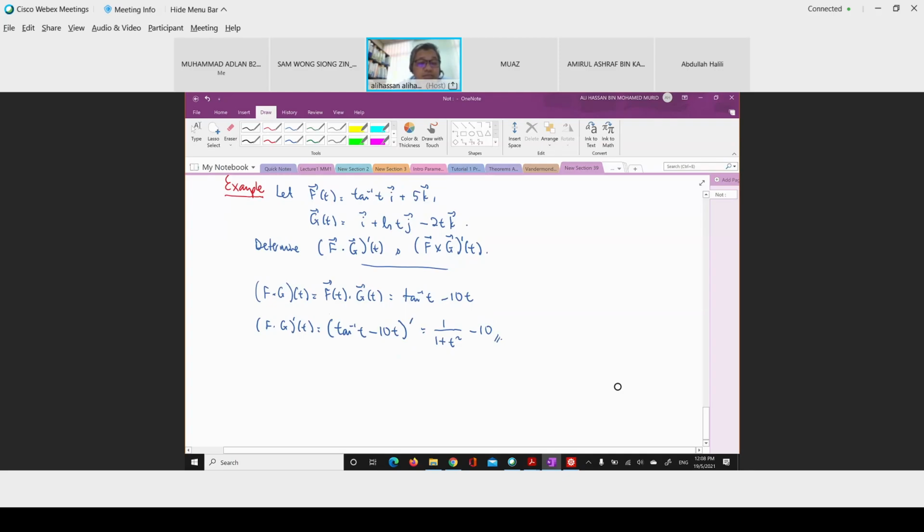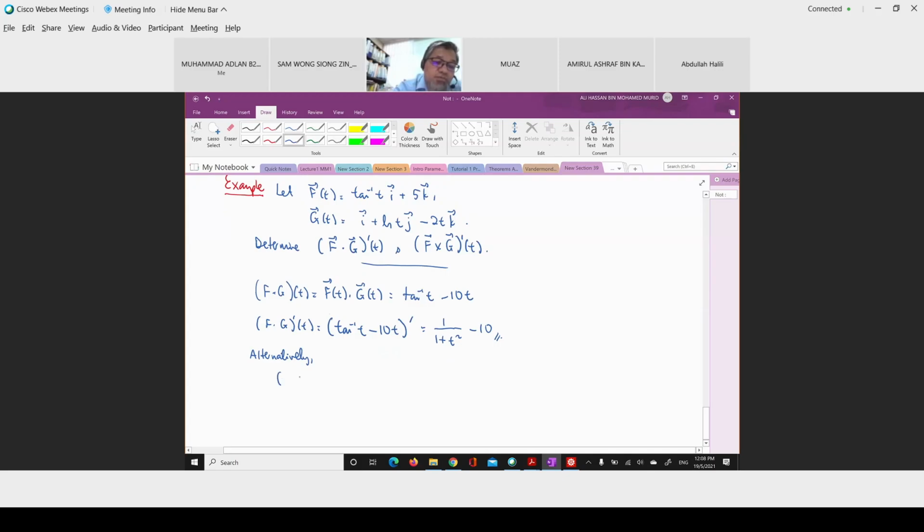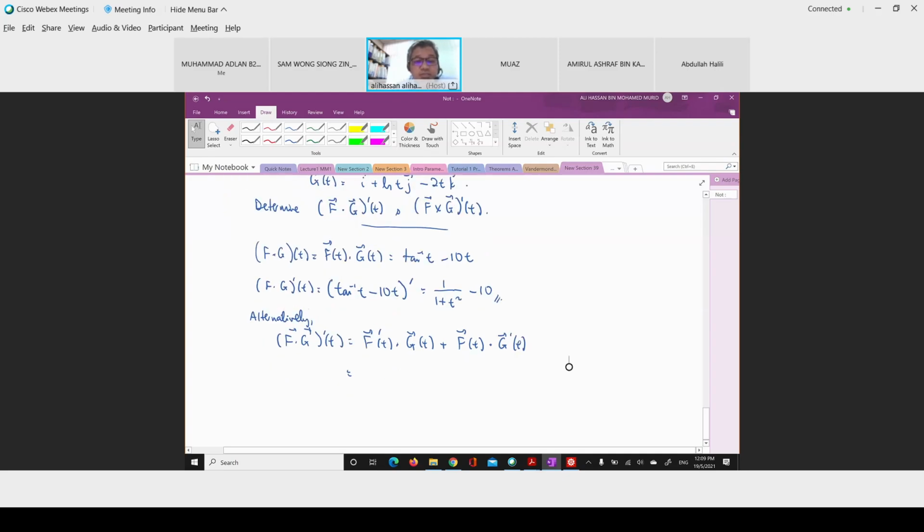Another way is to use the product rule. Alternatively, we can also use the product rule for the dot product of two functions. It is equal to F prime of t dot G of t, plus F of t dot G prime of t. Let's use this approach to verify the previous result.